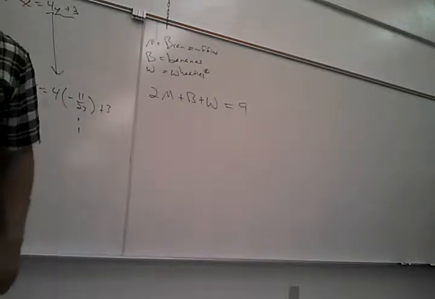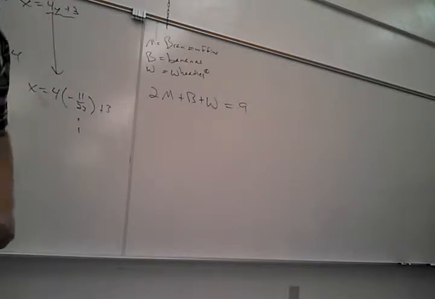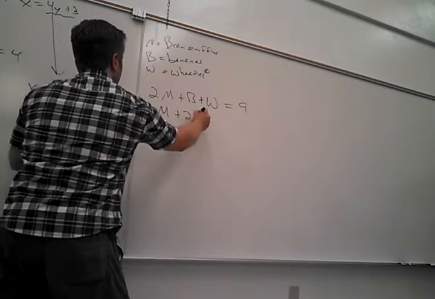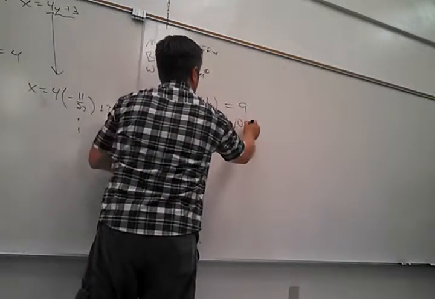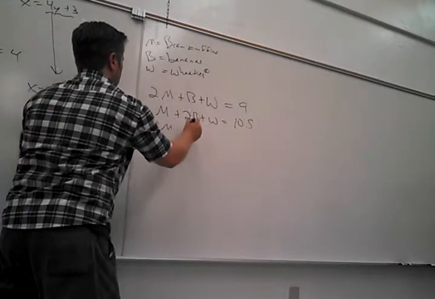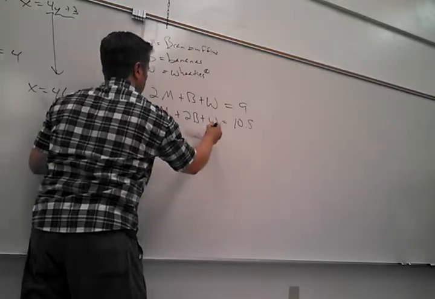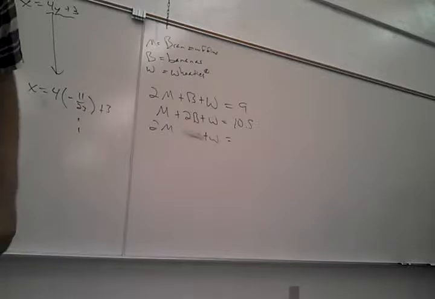The next one says, a breakfast of 1 bran muffin, 2 bananas, and 1 Wheaties contains 10.5 grams of fiber. I mean, that's a really nice translation from English to math. Just bam, bam, bam. 2 bran muffins and 1 Wheaties contains 6 grams of fiber.